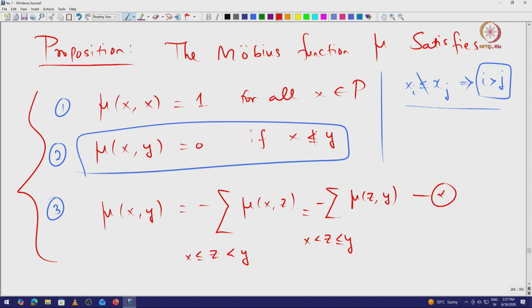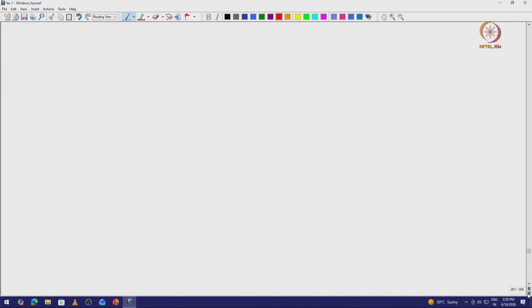Let us try to prove this. Again, I am going to use the matrix language in order to prove it. That means I am going to use the important information that M is the inverse of Z. So, let us rewrite everything. Recall that we have P given by x1 through xn, and whenever xi is less than or equal to xj, that should imply that i is less than or equal to j.